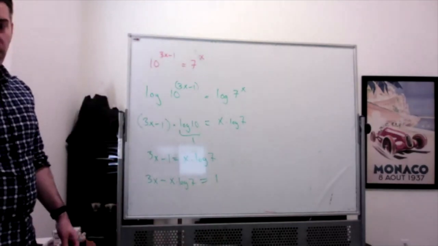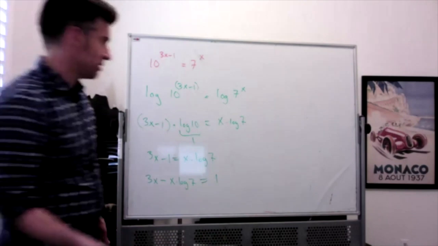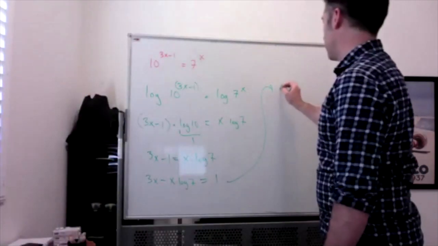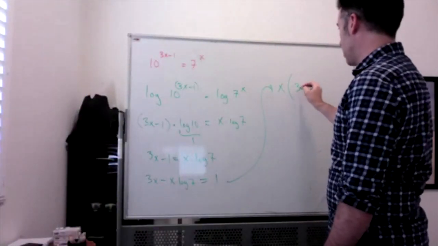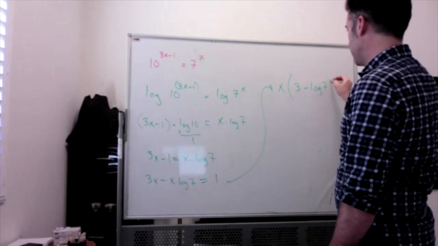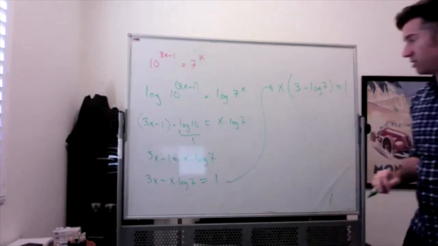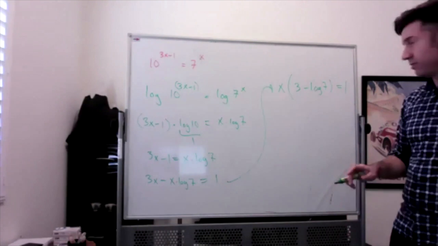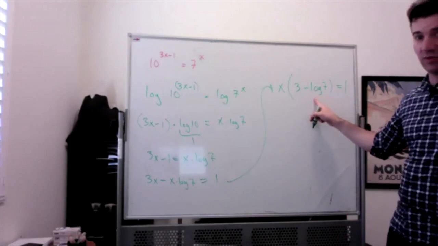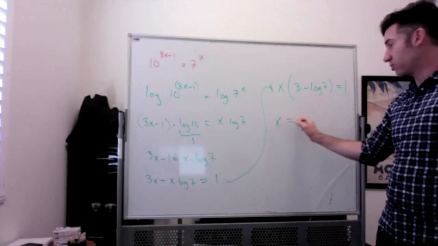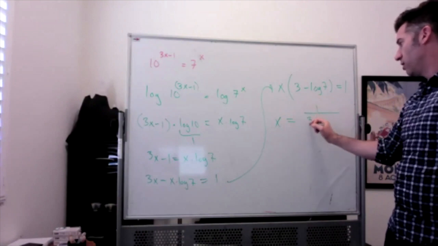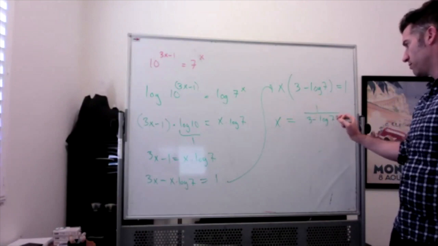And then before we can solve for x, we have to factor out an x. So I'm going to factor out an x from the left. I'm left with a 3 minus log of 7. So x times 3 minus log of 7 equals 1. And I'm going to divide by whatever is multiplying x. So x is equal to 1 over 3 minus log of 7.